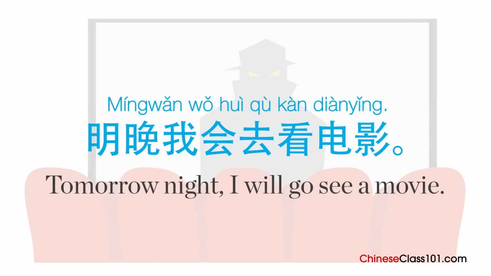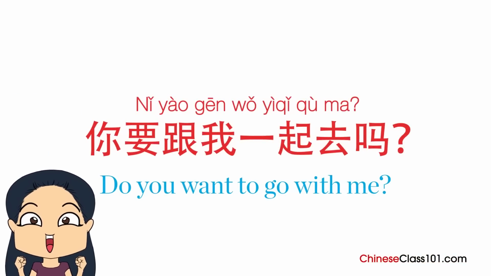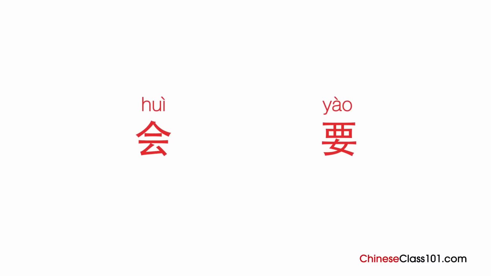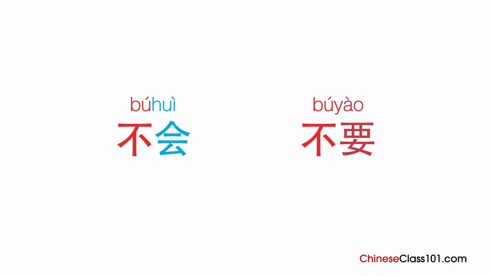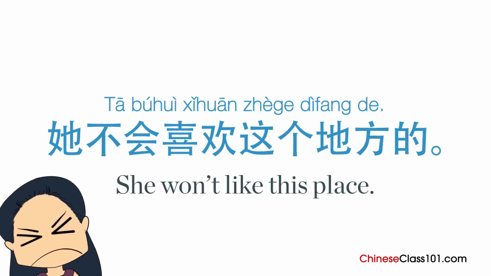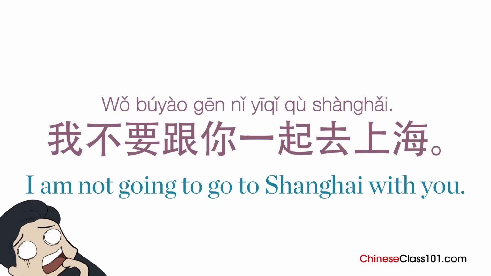明晚我会去看电影. Tomorrow night I will go see a movie. 你要跟我一起去吗? Do you want to go with me? 下个星期我会去上海. I will go to Shanghai next week. To make negative forms, just put a 不 in front of 会 and 要 to make it 不会, 不要. For example, 她不会喜欢这个地方的. She won't like this place. 我不要跟你一起去上海. I am not going to go to Shanghai with you.